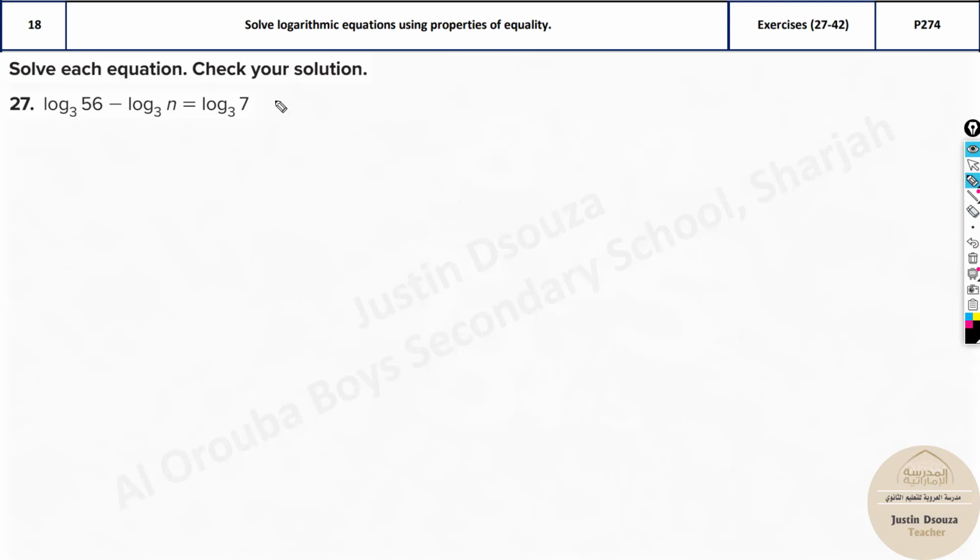And check your solution. This is very important because in logarithms, after solving it, sometimes there might be extraneous solutions. It's generally the case when there are two solutions, but anyways, it's a good thing to check all the time, so you never know, sometimes it might be an extraneous solution. Now we will learn about all that in a while.